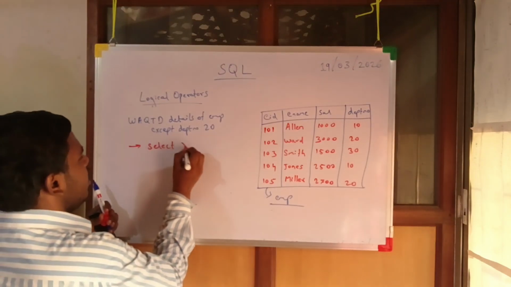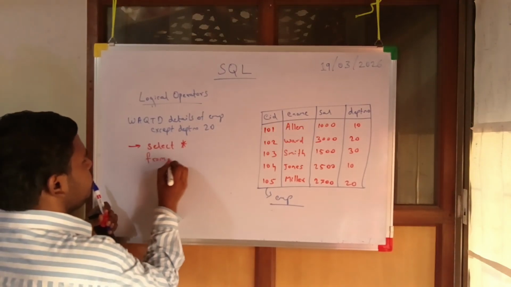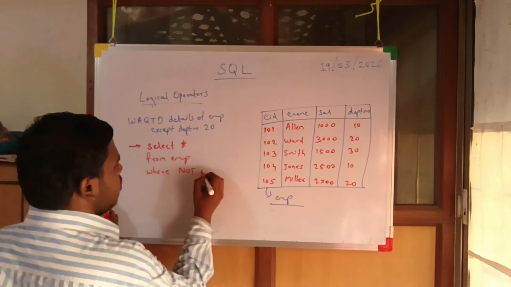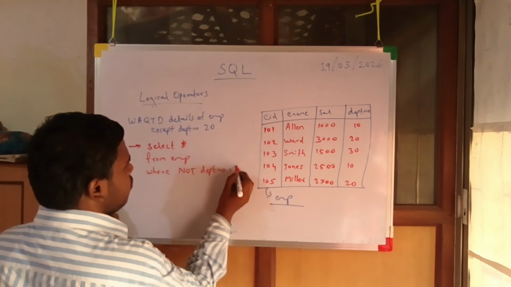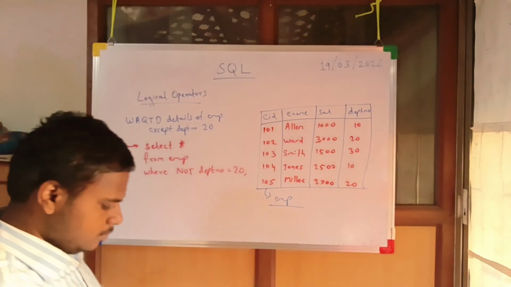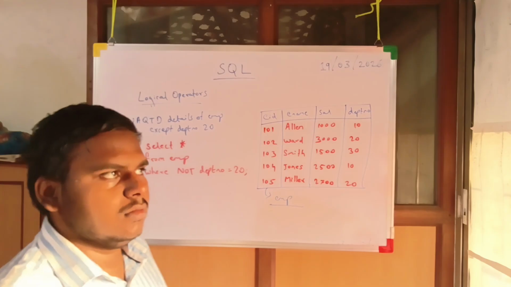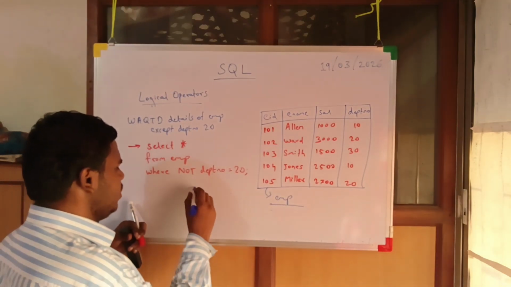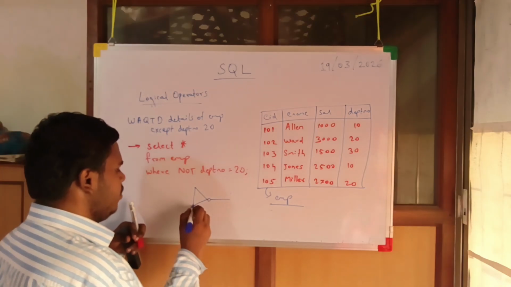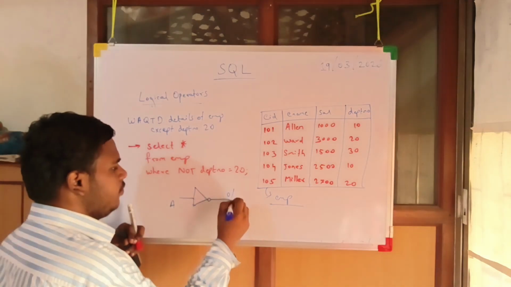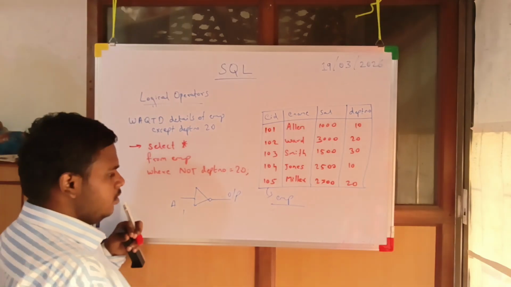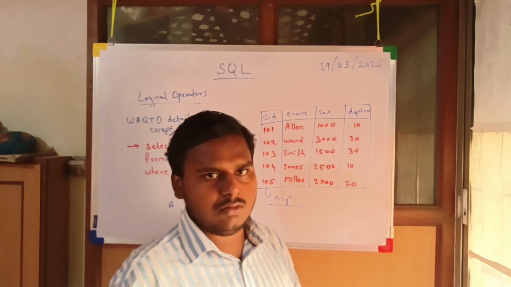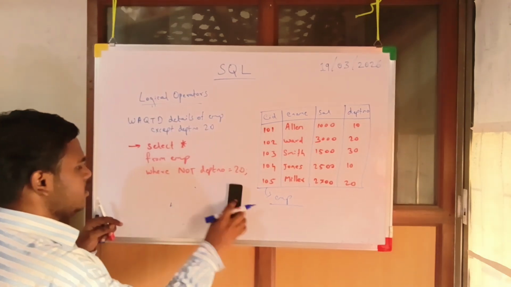Select asterisk from EMP where not department number equal to 20. This is the query. So how will the compiler work, sir? I am not getting it. First of all, if you see the symbol of the not operator, for one input you get one output. If I give input as 1, output is 0; input 0, output is 1. This is the behavior of the not operator. So how is it working?